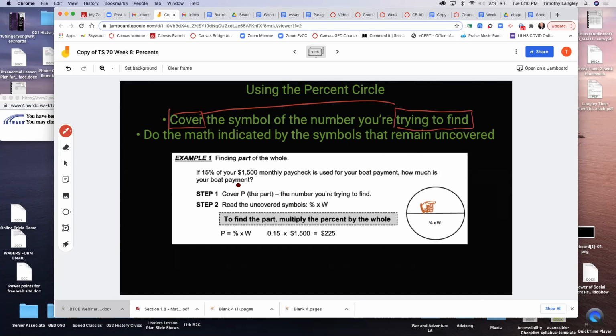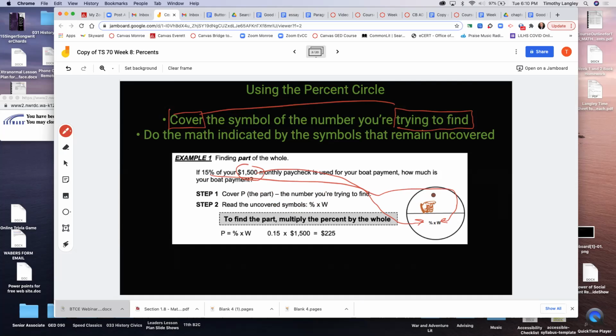So in this particular example, if 15% of your $1,500 monthly paycheck is used for your boat payment, how much is your boat payment? So cover the P, or the part. Looking at my diagram here, they gave the percent. And the whole is this amount right here. That's the whole. They gave you this. You're trying to find the part. How much is the payment?